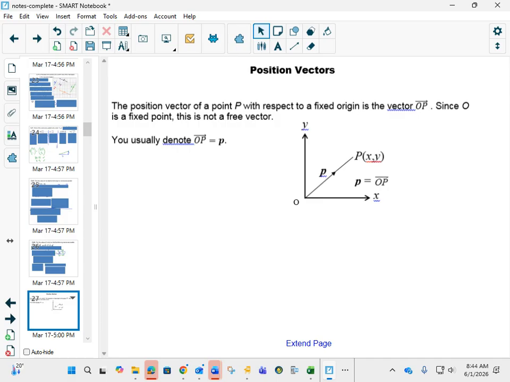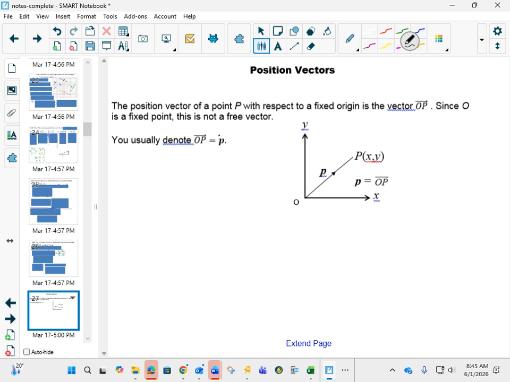Lots of times when I talk about vectors, they're free vectors. They just tell you you have a starting point, you have a horizontal component and a vertical component, and you start anywhere. A position vector is called a fixed vector because its starting point is always the origin. And so anytime we have any point anywhere, we can have a position vector.